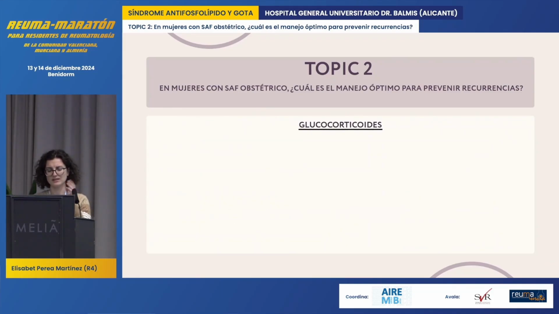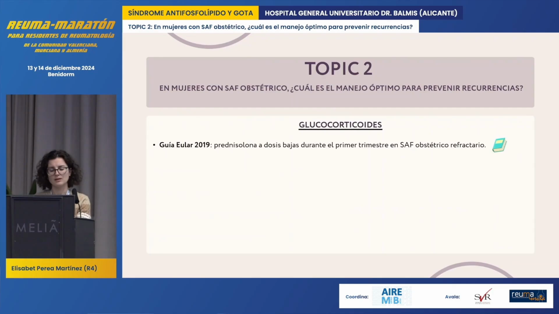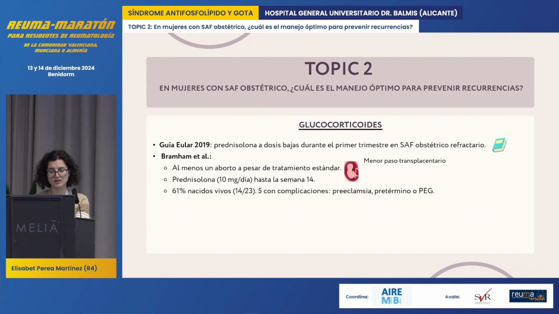As for glucocorticoids, in this case, the evidence is more limited. Still, the recommendation is cautious, considering the use of prednisolone at low doses during the first trimester in refractory cases. And this recommendation is based on a study published in 2011, which included patients with obstetric APS who had experienced at least 1 miscarriage despite standard treatment. In this case, they used a dose of 10 milligrams of prednisolone per day until week 14. And the reason they use this form of corticosteroid is because it has the lowest transplacental passage. In this case, the live birth rate was 61%, which is considered relatively high with this drug, although there were 5 complications, including preeclampsia, preterm births, and small for gestational age infants.